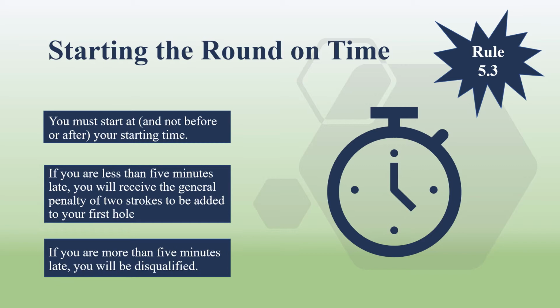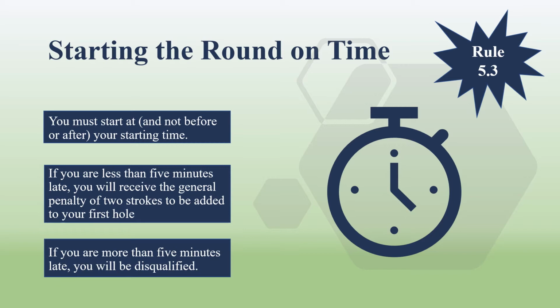If a player is not on the tee and ready to play when the clock strikes their starting time, they're considered late to the tee. The penalty for being late to the tee is a two-stroke penalty to be applied to the first hole. If a player begins play no more than 5 minutes late, they can have that two-stroke penalty. If a player is not ready within 5 minutes past their tee time, the player will be disqualified from the event.